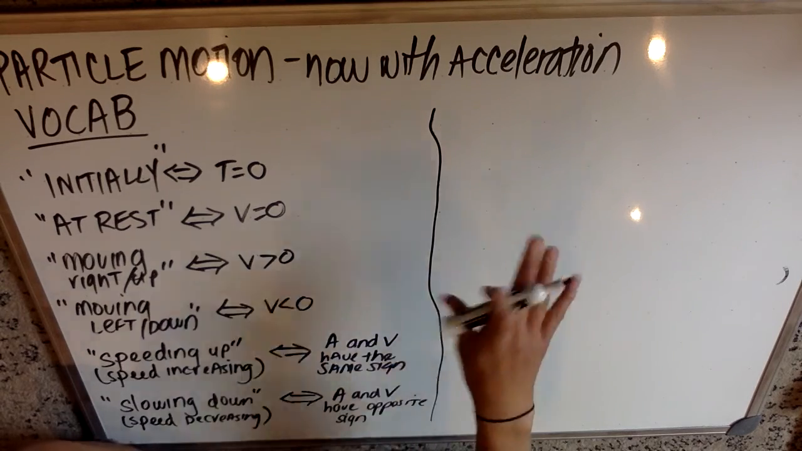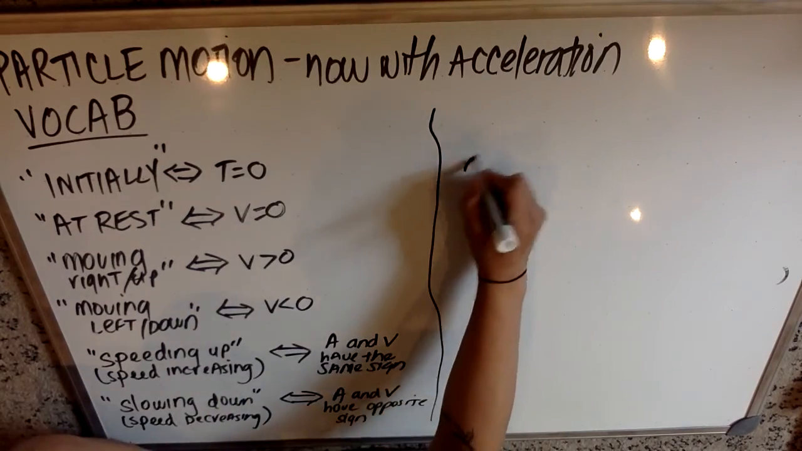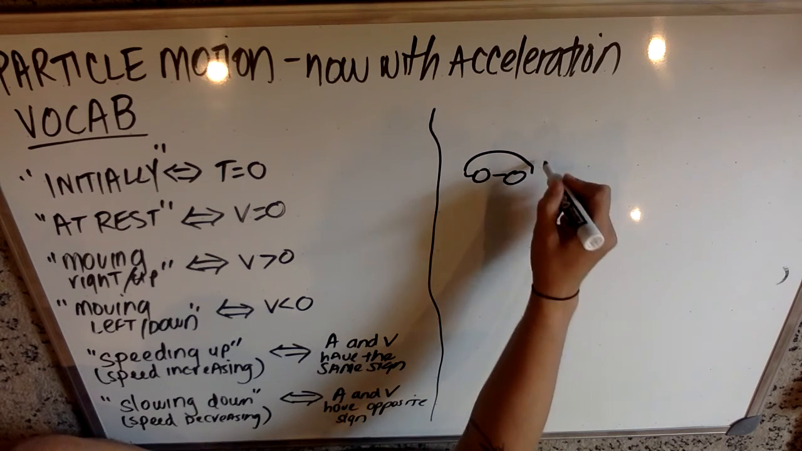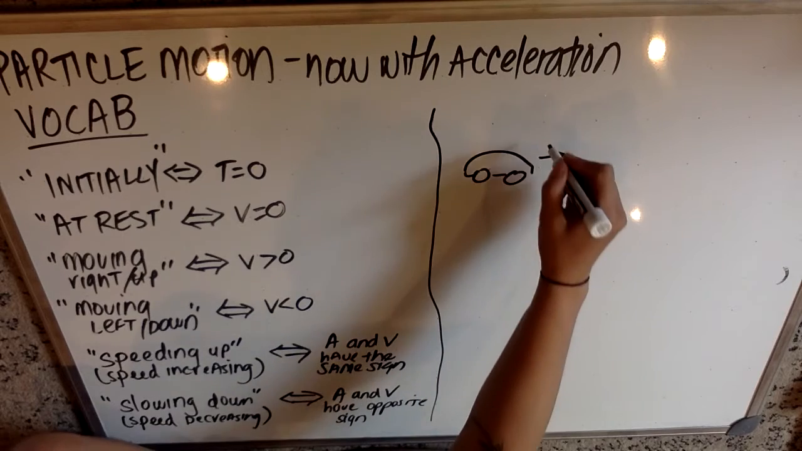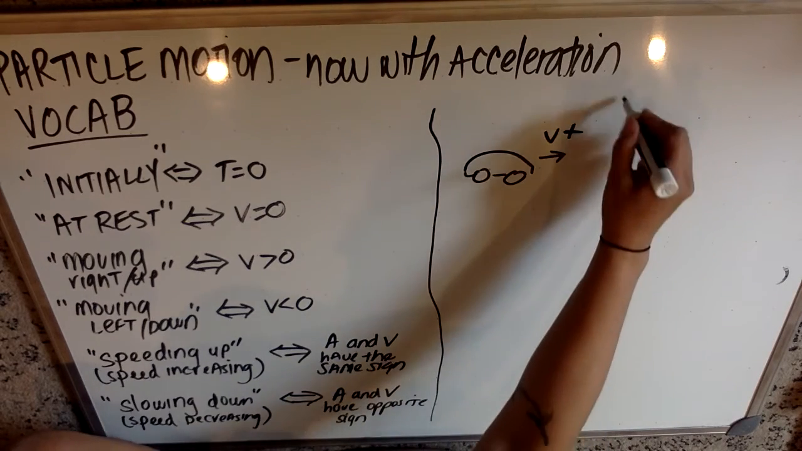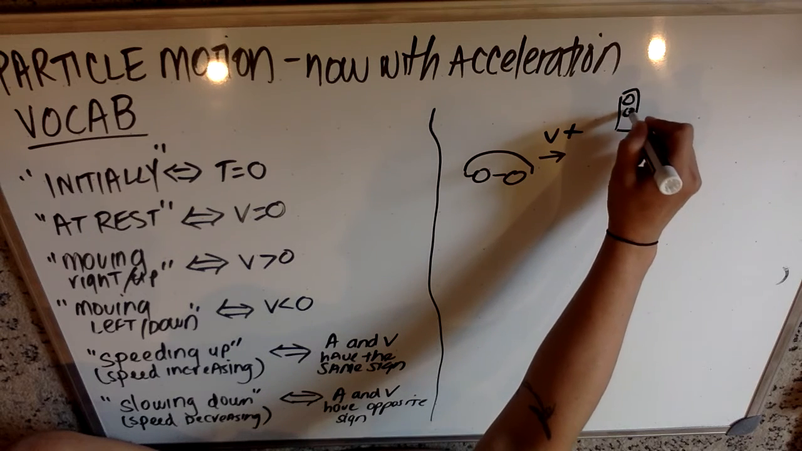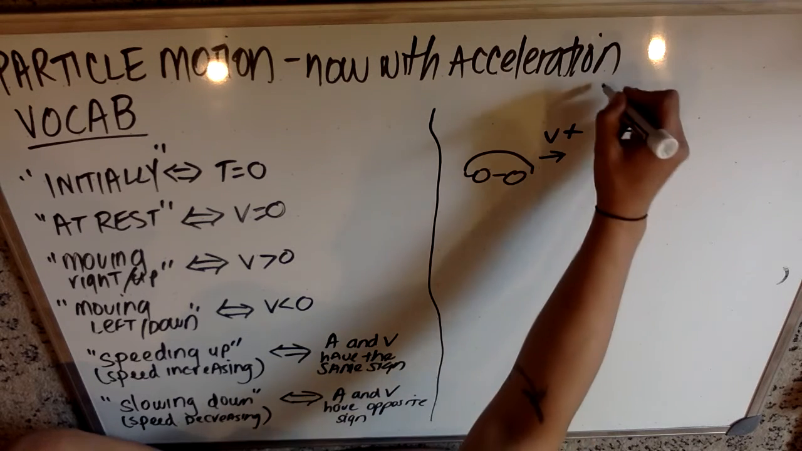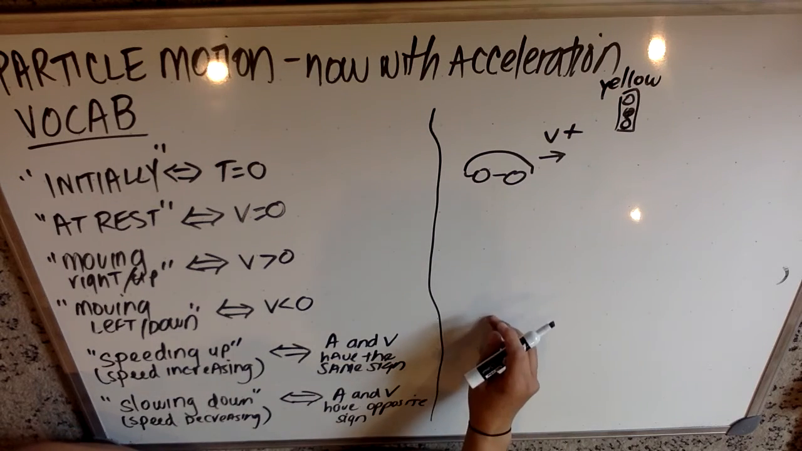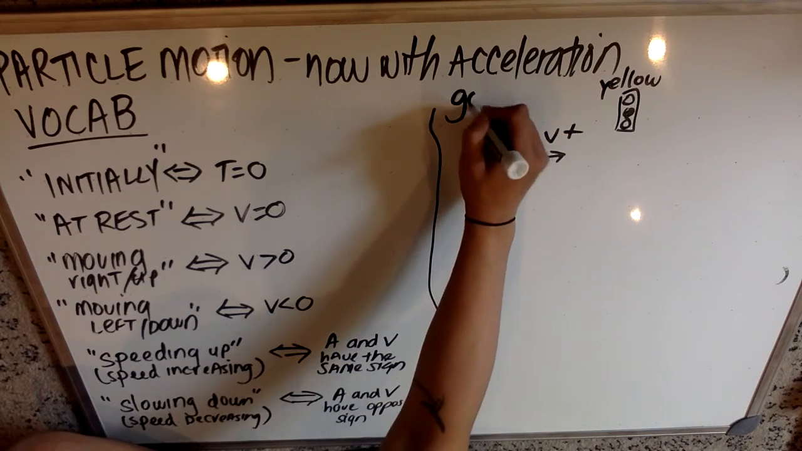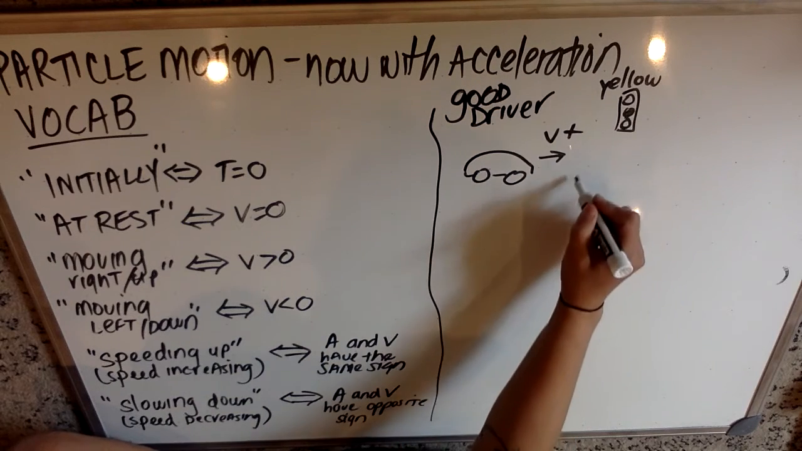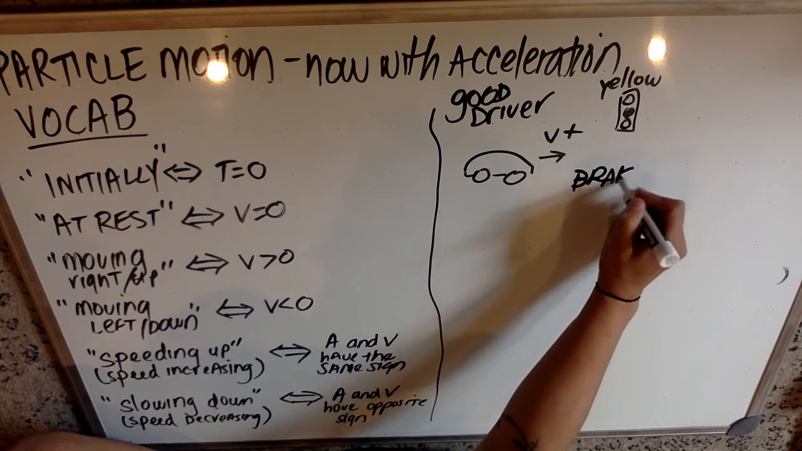Let's pick the obvious ones first. So I'm in a car. This is my car. It doesn't look much like a car, but you're going to survive. I'm driving forward, which means my velocity is positive. I see a yellow light, which would be the middle of the 3 lights. And I am a good driver. So scenario 1, I am a good driver. I see a yellow light and I hit the brake.